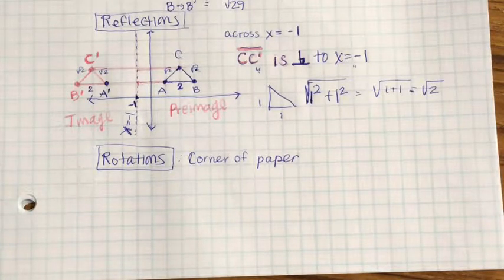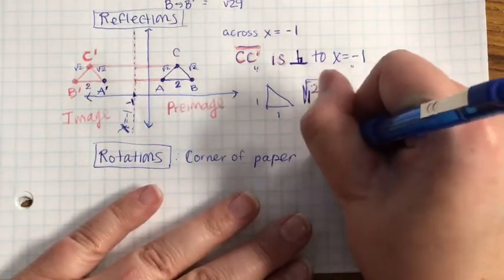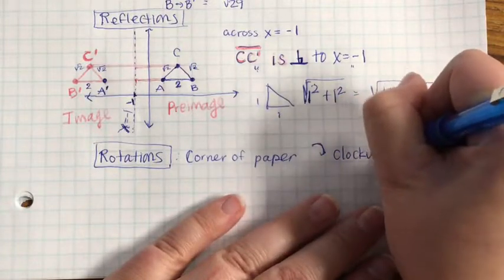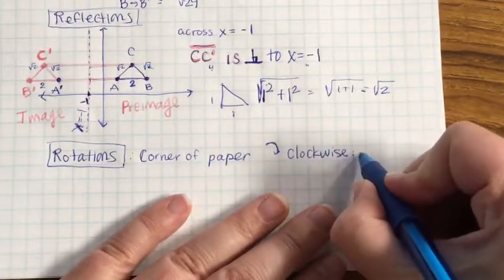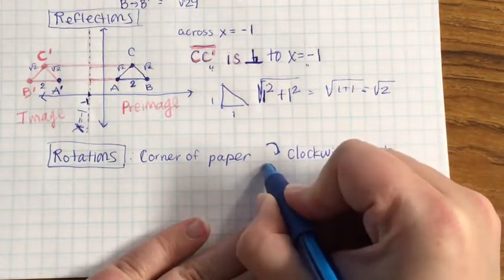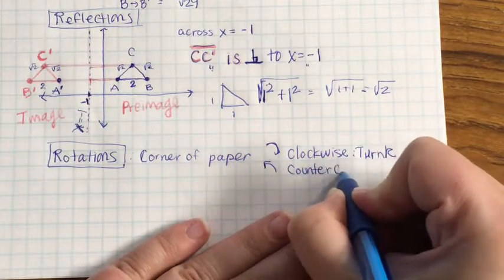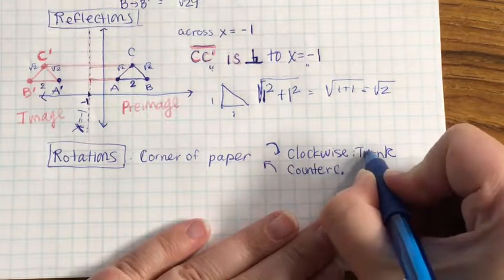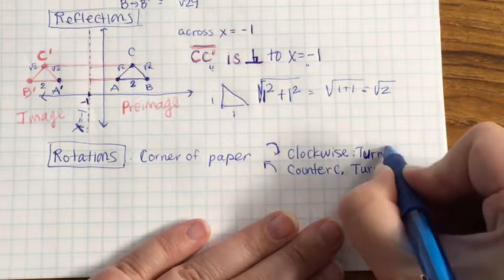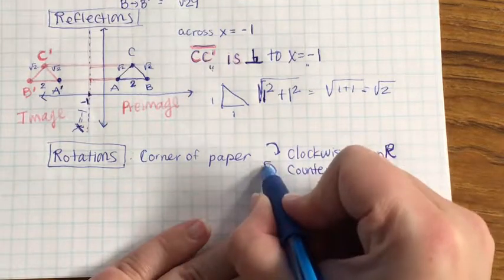And do you guys remember clockwise and counterclockwise? So we have turning to the right. So clockwise. Clockwise means that you would turn right. And then counterclockwise, and I'm just going to do counter C, is turn left. Turn right and turn left. So go the other way around this way.